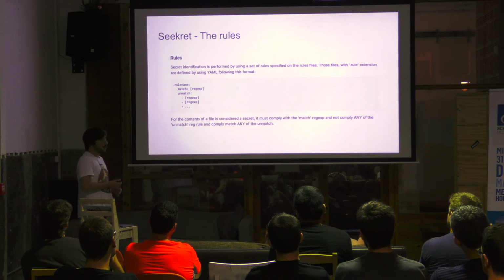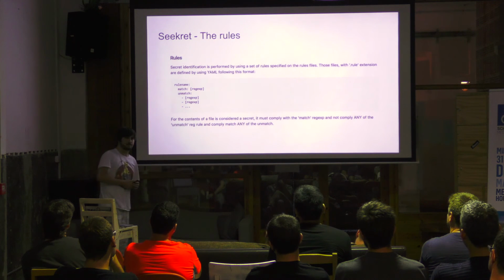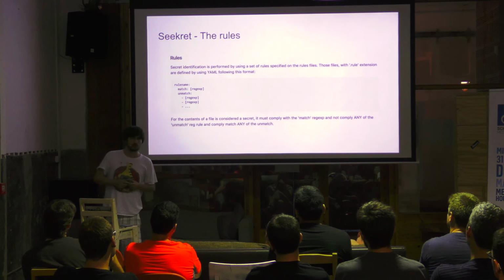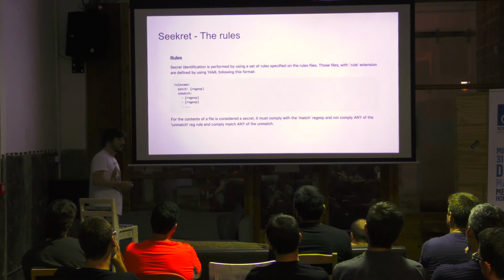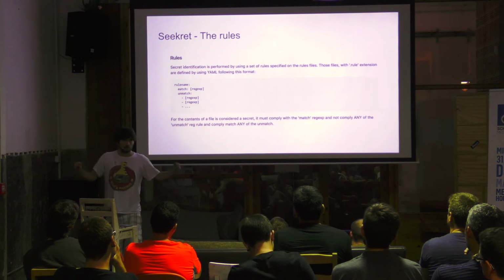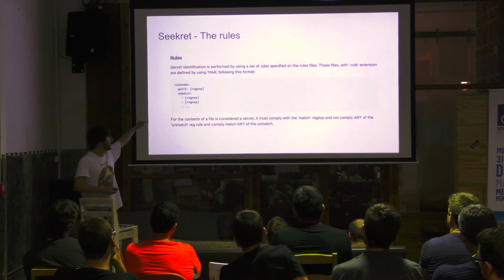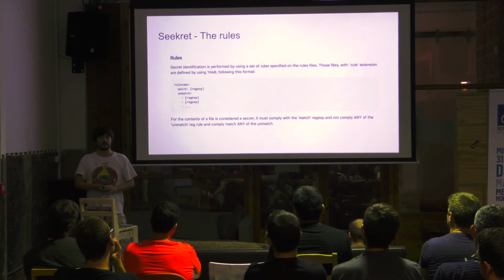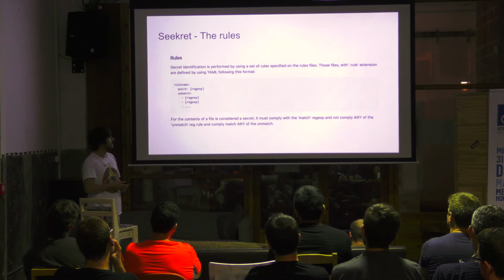Rules. Okay, the rules. How are the rules defined? Very easy. Basically you have two sets of regular expressions. The first one is match, and the second one is unmatch. So if a line in the object matches, and doesn't match with any of those other lines, it will be considered a secret. Okay. It's very simple. Very simple. And we will see some examples.